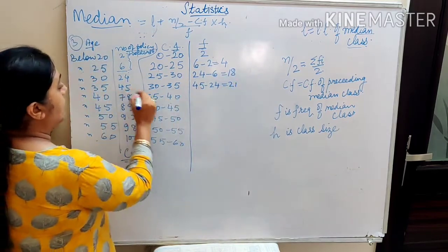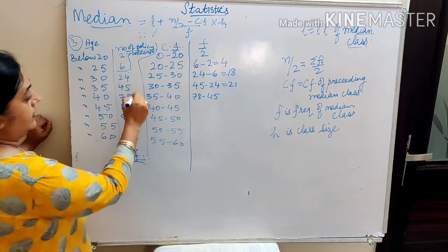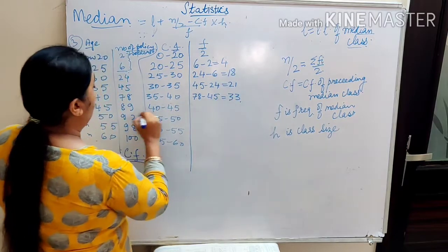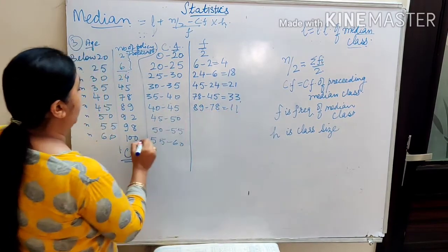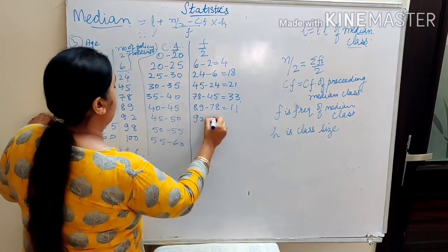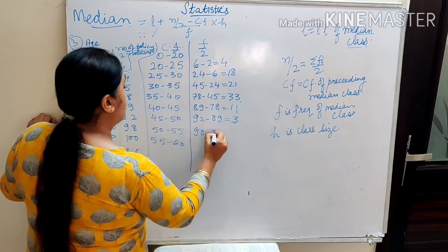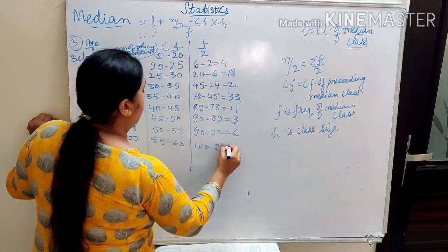Now we have 78. Preceding minus previous. Keep subtracting these. You will be getting 33. Then I have 89 minus 78 comes out to be 11. Then 92 minus 89 comes out to be 3. 98 minus 92 is 6. And 100 minus 98 is 2.